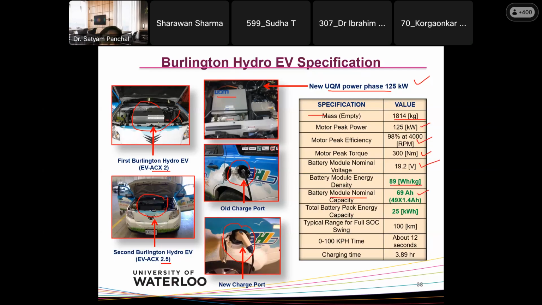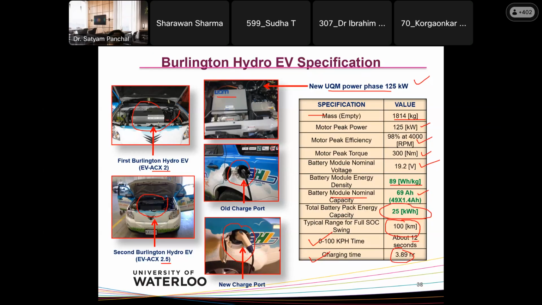And the total capacity of this vehicle, meaning the battery pack, is around 25 kilowatt hour. This vehicle has 3 battery packs, and I will explain those later on. The total capacity of all 3 battery packs is 25 kilowatt hour, and the typical range is 100 kilometer at full, meaning 100% SOC. It takes around 12 seconds to reach from 0 to 100 kilometer per hour, with a charging time of around 4 hours, so 3.89 hours. So these are typical vehicle parameters for this electric vehicle.